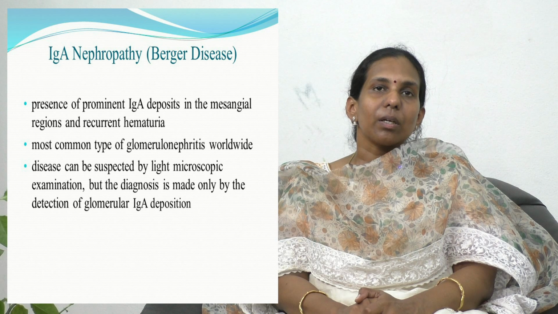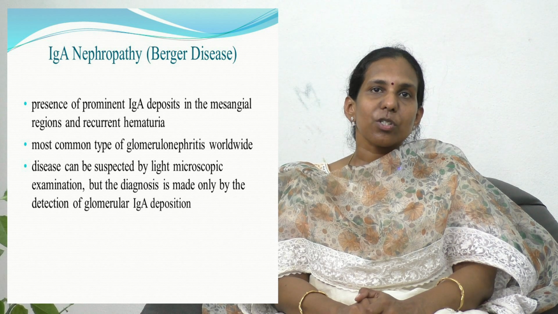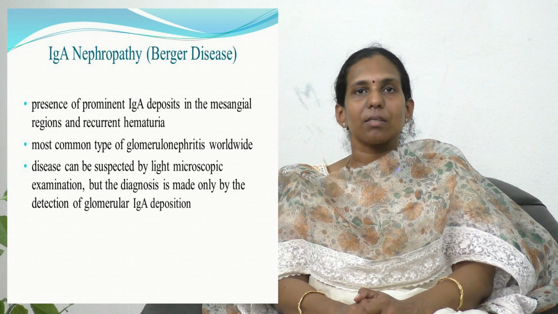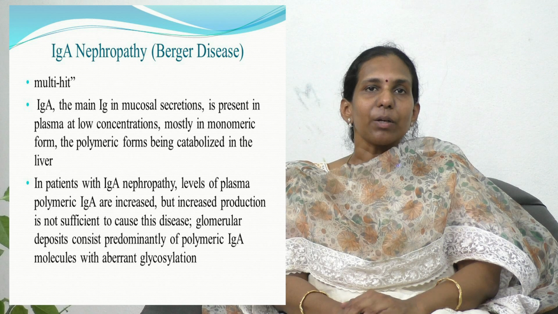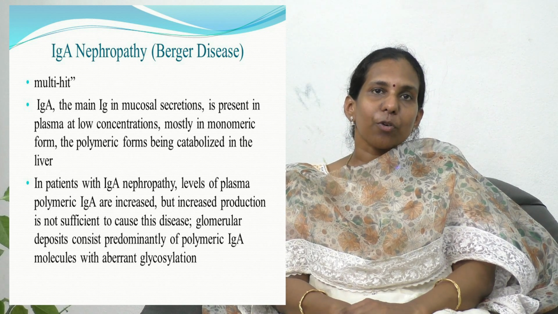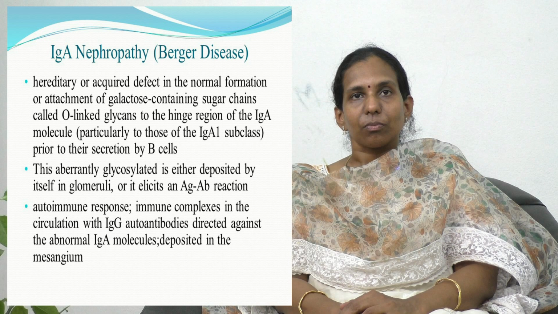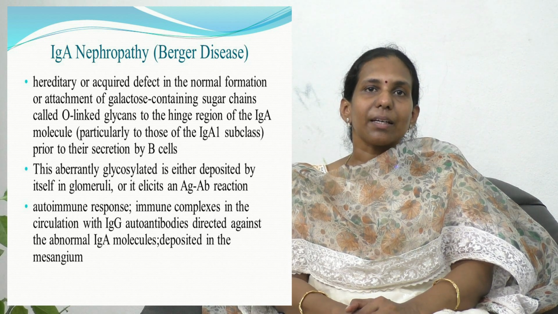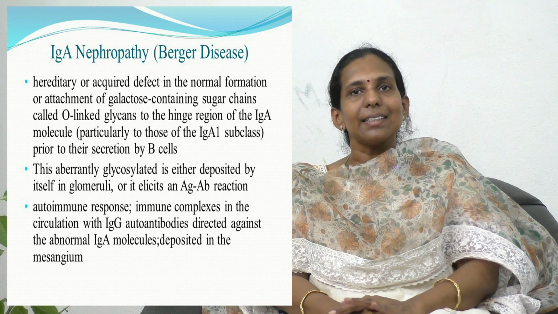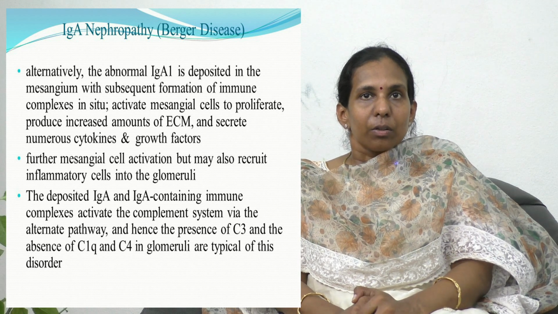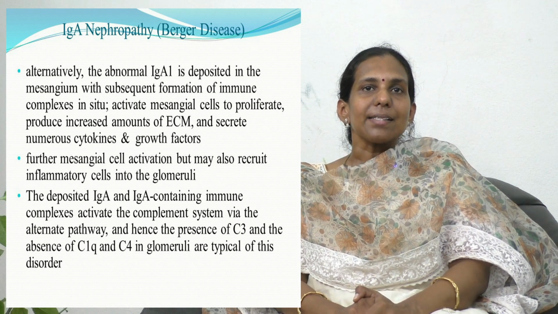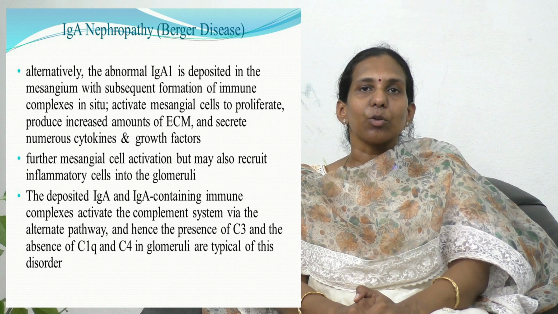The next disease which we are discussing today is IgA nephropathy, which is called Berger's disease, where there is deposition of IgA in the glomerulus. In a normal individual, IgA is present in a monomeric form, whereas in these patients it is present in a polymeric form. So this gets deposited in the glomerulus, against which IgG antibodies are formed. This abnormal IgA has glycosylation of the hinge region, leading to proliferation and deposition in the glomerulus.